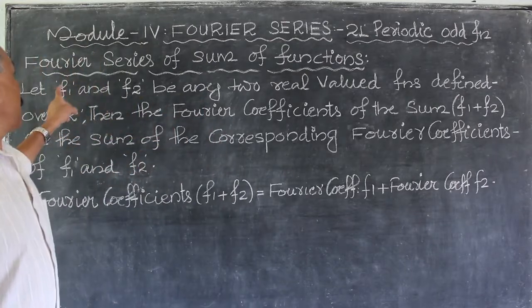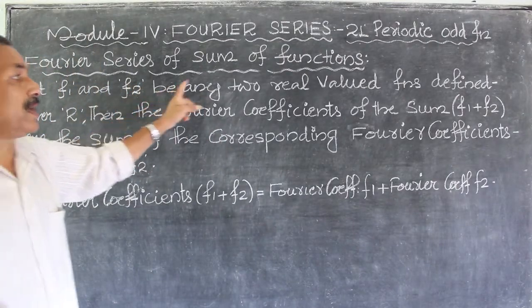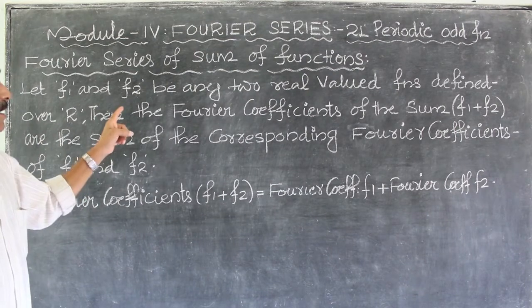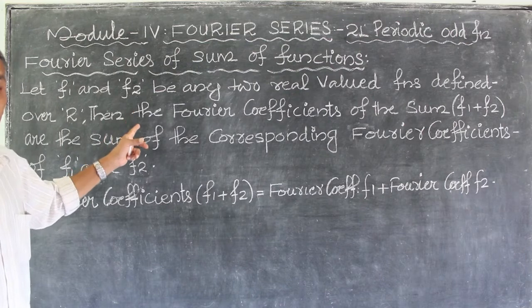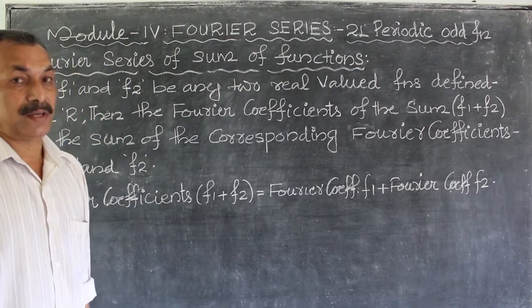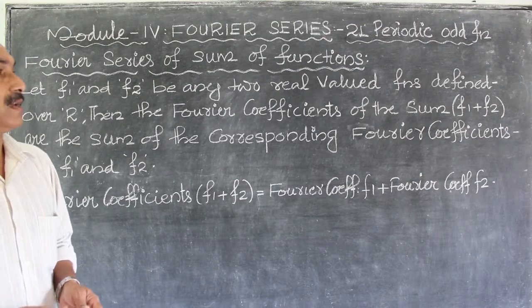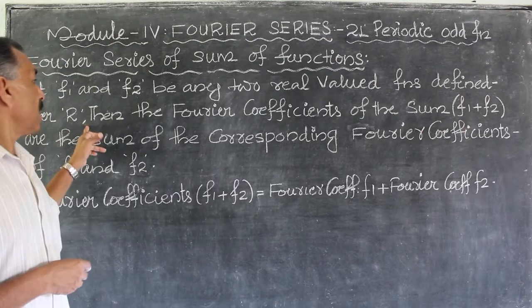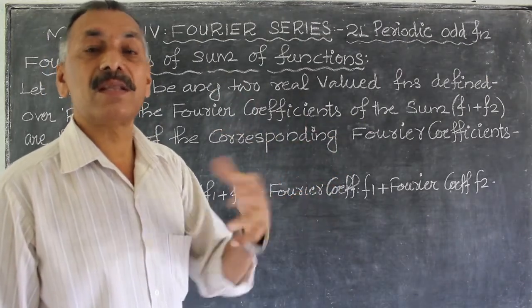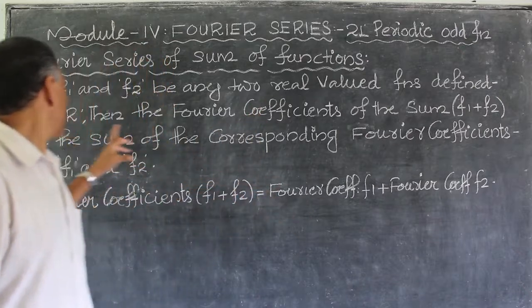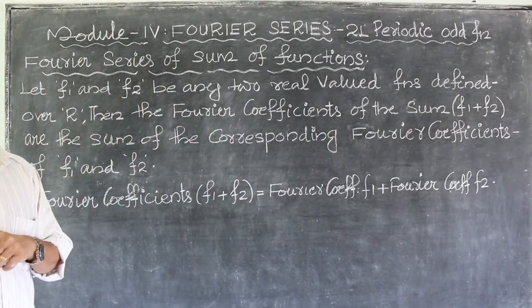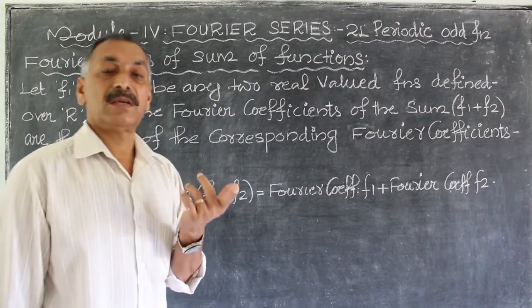Let f1 and f2, that is f1 of x and f2 of x, be any two real valued functions defined over R. Then if they are periodic functions with period 2 pi or period 2L or whatever may be, if f1 and f2 are any two real valued periodic functions defined over R, then the Fourier coefficients of this sum, f1 plus f2 of x, are the sum of the corresponding Fourier coefficients of f1 and f2. Okay. And then f1 of x is equal to x, f2 of x is equal to x square.